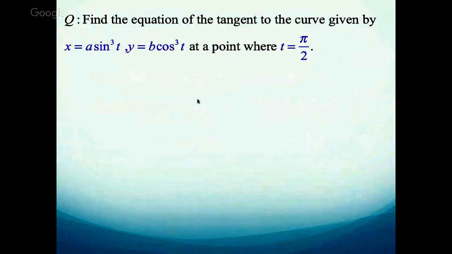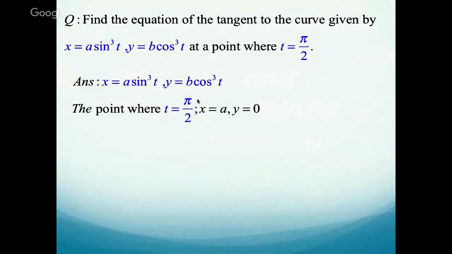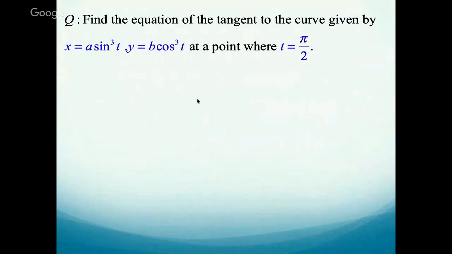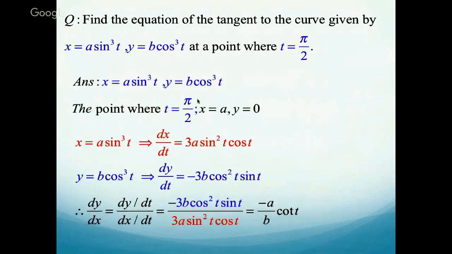So we are looking at x and y. The given point where the tangent is to be described is when t is pi by 2. So when you put t as pi by 2, you get x as a and y as 0. And therefore, we are ready to start off with finding the slope because we already have the point. Slope, yes, you do need dy by dx.